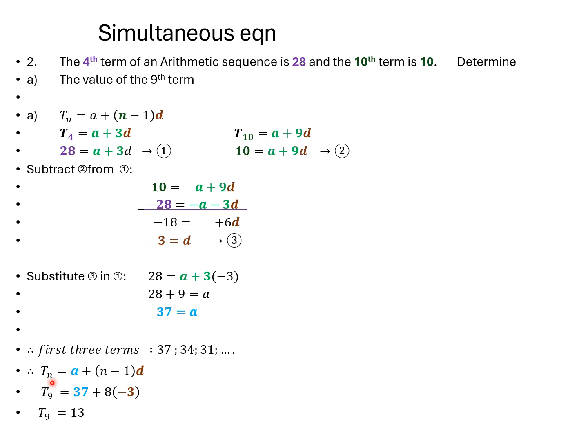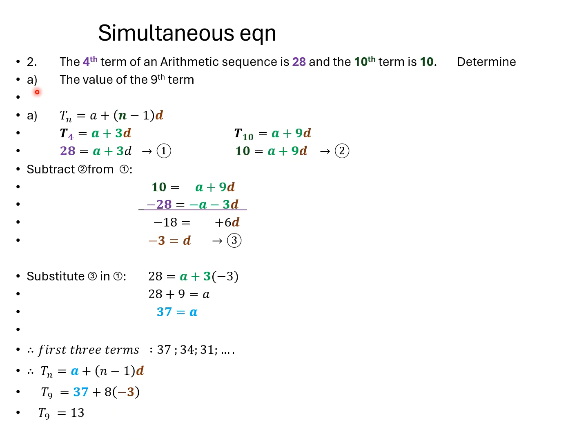So in my equation, Tn equals a plus n minus 1 times d, we want term 9. So we put 9 there, and wherever n is, 9 minus 1 gives me 8. A there is 37, and d was negative 3. Negative 3 times 8 gives me minus 24. 37 minus 24 then gives me 13. So I hope you follow the process. Very important that you know it.